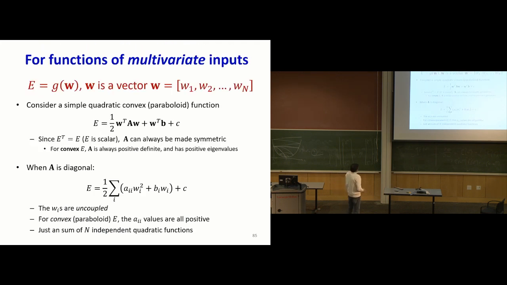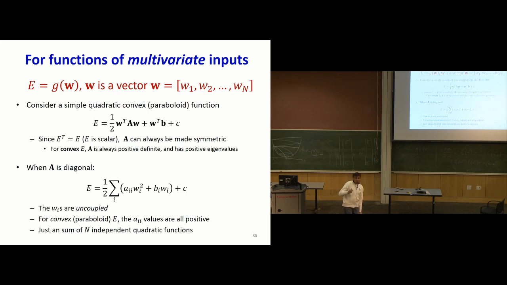Now, this is all very easy. It gets really complicated when you have functions of multiple variables. For example, when we are trying to estimate weights. So our weights are not just one value. You have millions of weights in your network. So basically, you have multivariate input. Your loss is a scalar. So you have a scalar function of multivariate inputs.